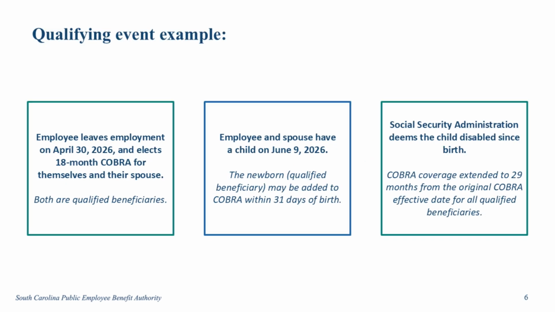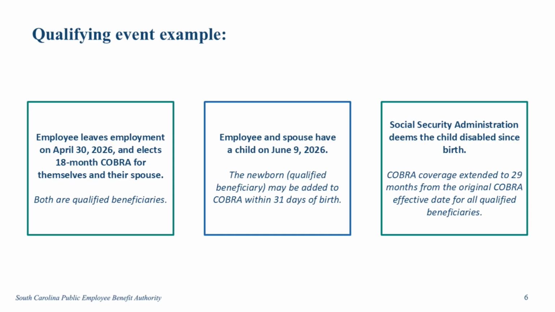Here's an example of an employee with a second qualifying event. The employee first leaves employment on April 30, 2026. The employee and their spouse are both qualified beneficiaries and enroll in 18-month COBRA coverage. On June 9, 2026, the couple has a child. Within 31 days of birth, they may add the newborn to COBRA coverage.